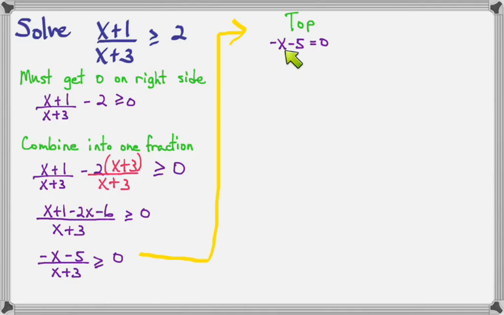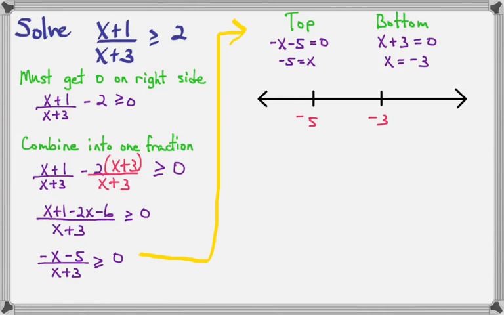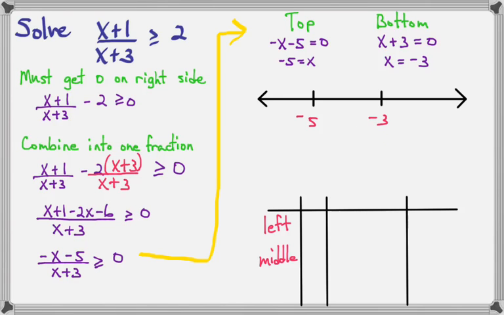If we take negative x minus 5 in the top equals 0, then negative 5 equals x. And if we do the same for the bottom, if x plus 3 equals 0, then x is negative 3. So our two critical numbers are negative 5 and negative 3. We'll set up our table.